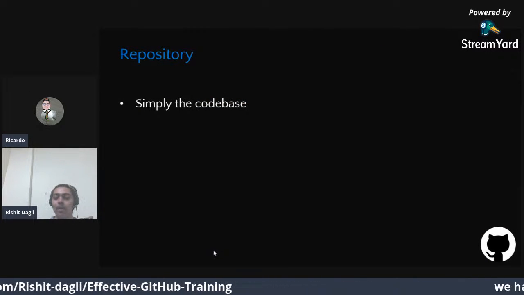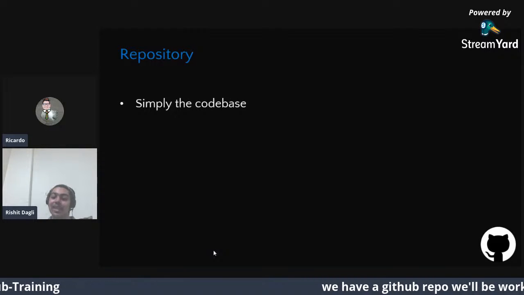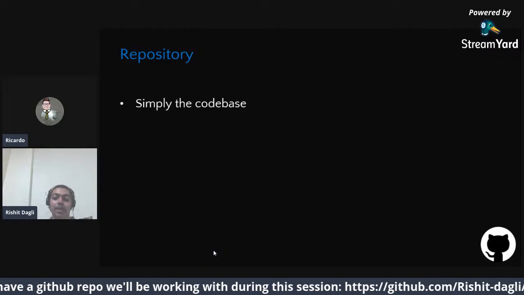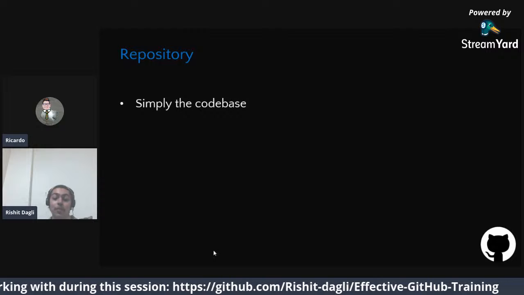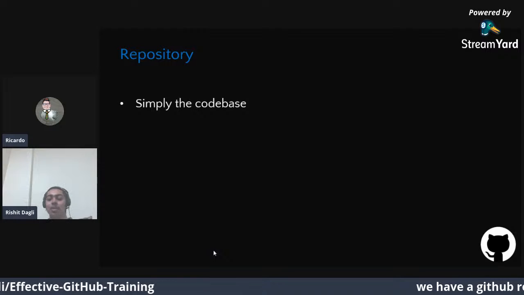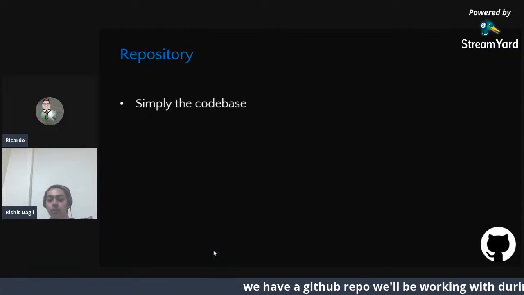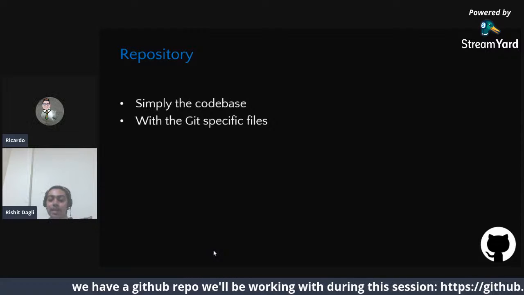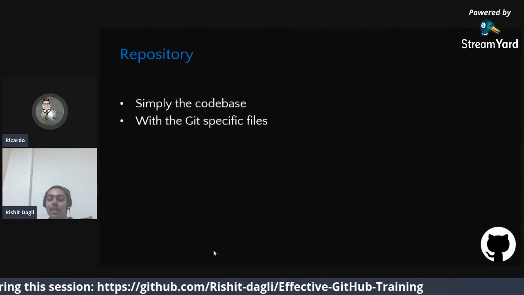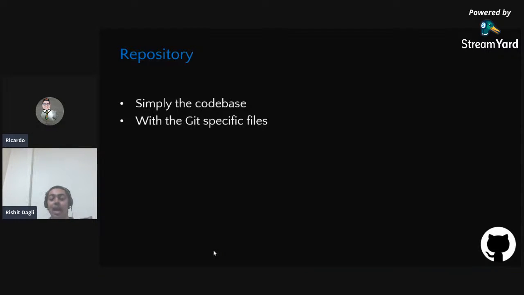So Ricardo said something while explaining Git versus GitHub repository. So we'll start talking about repository. The first thing you need to know: your repository is simply the code base, all of your code, with the Git specific files. So you have versions of your code base, the change log, and all of it, which we'll see soon what Git provides you. You have all of that in the repository too.